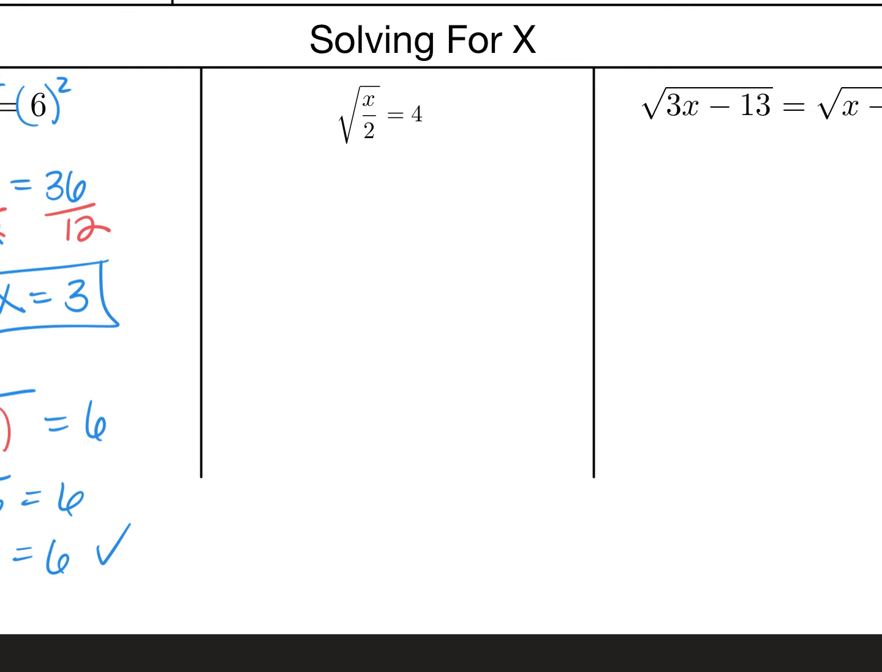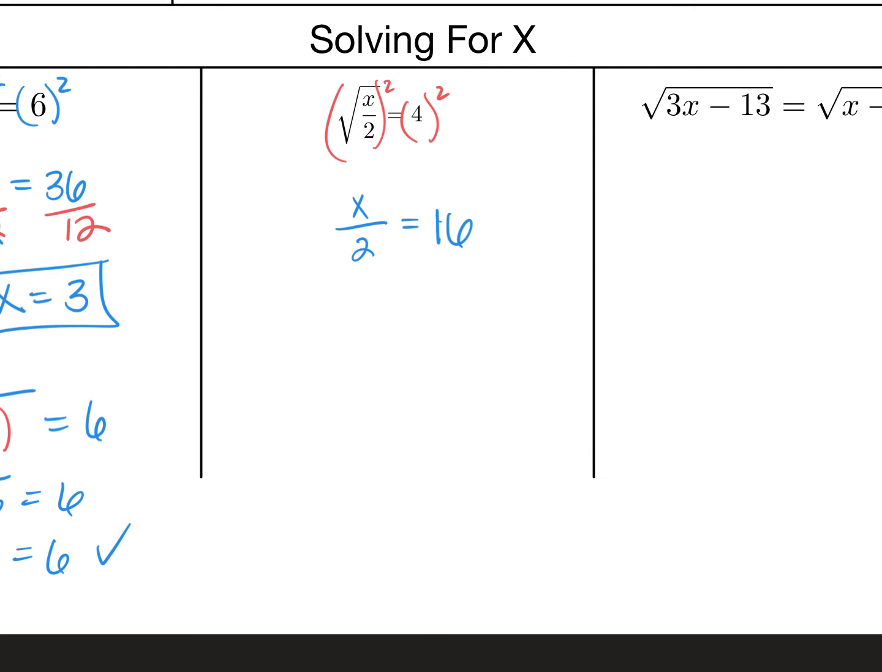Next, we have a fraction that can be kind of scary to some people. First, let's eliminate the radical by squaring both sides. We are not going to touch the inside of that radical. We're just going to copy that x over 2. But 4 squared is going to be 16.